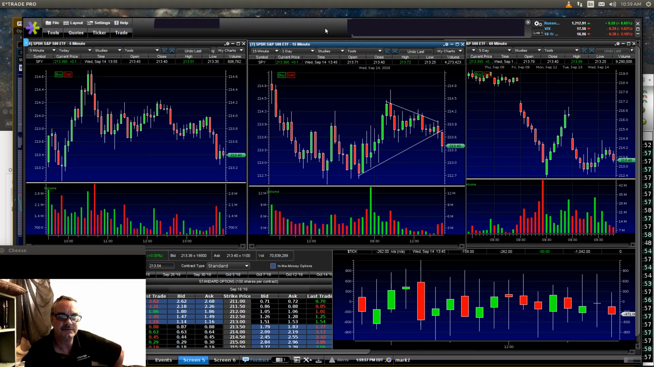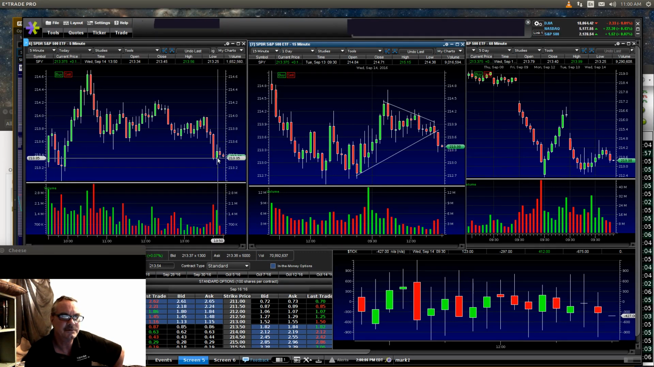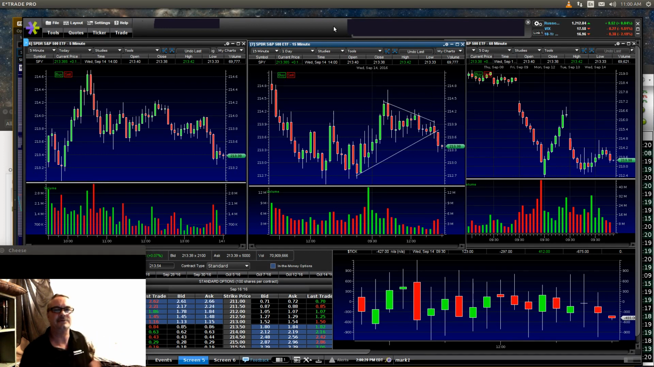More excitement looks like, I think, a bear flag in here, bear pennant. Like I said, I think we're gonna want to test these 213 even levels. Kind of what it looks like to me.